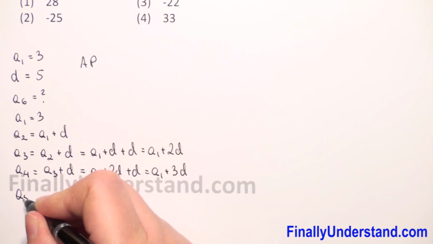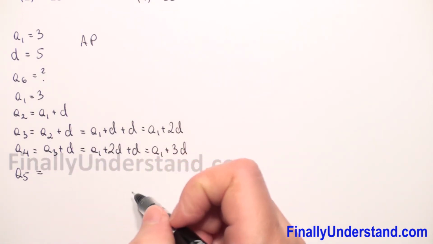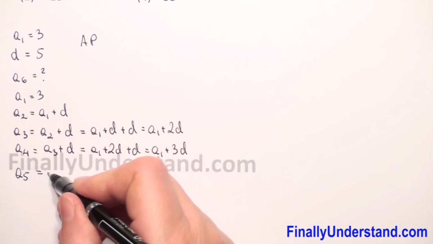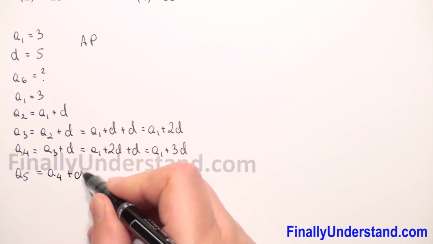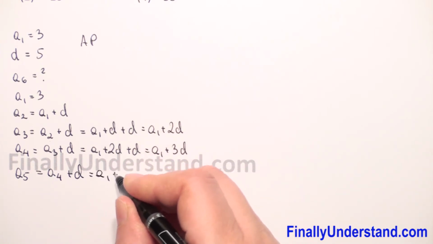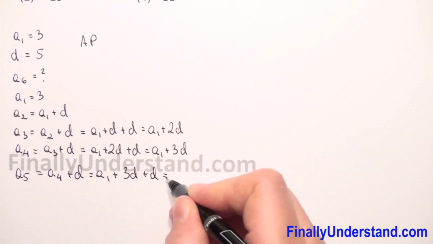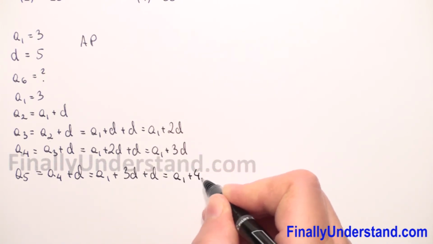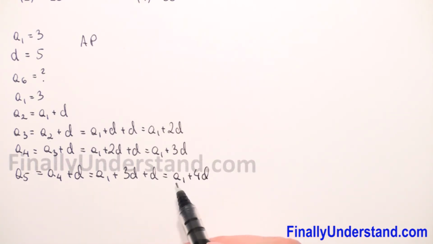So A5, what will be? Again, the term which is before, A4 plus D. So this is A4 is A1 plus 3D, and we have to add D, so this is A1 plus 4D. We see again that the fifth term is what? A1, and the coefficient before D is 1 less.